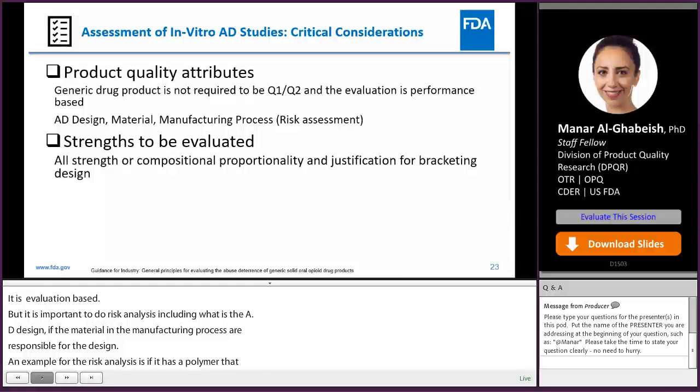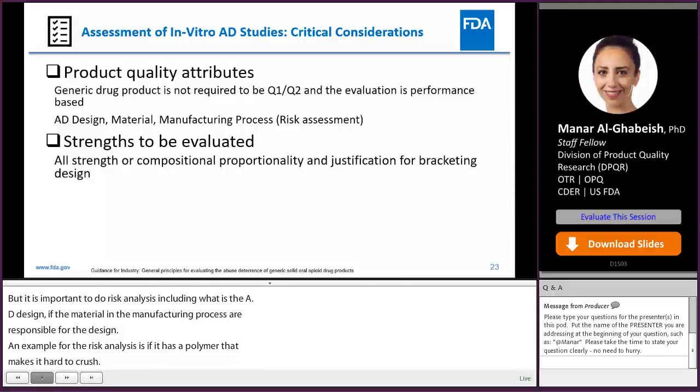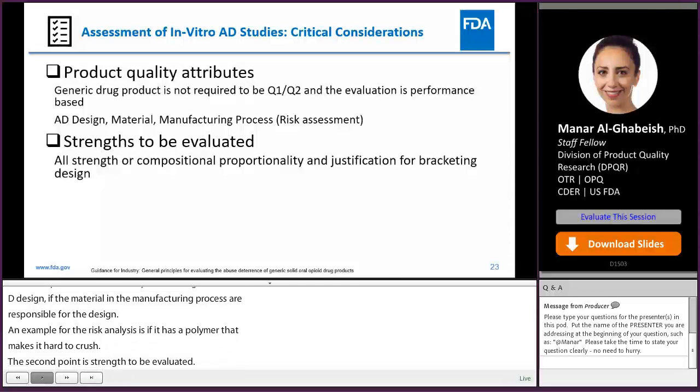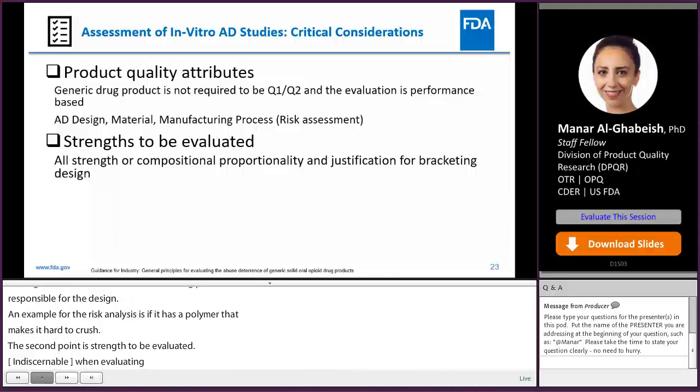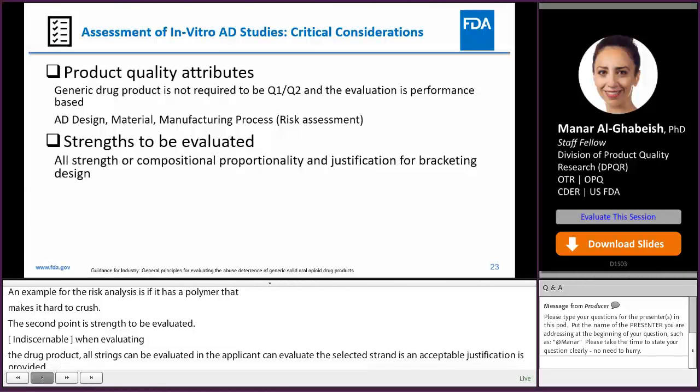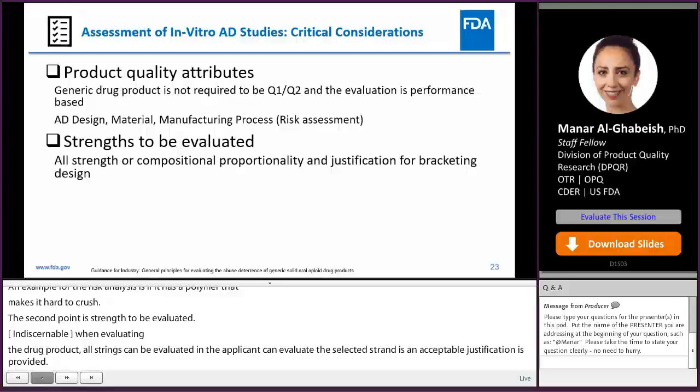The second point is strength to be evaluated. The drug product may have several strengths. When evaluating the drug product for AD properties, all strengths can be evaluated, or the applicant can evaluate selected strengths if an acceptable justification is provided. For the same example, the applicant can provide the ratio of opioid to polymer responsible for the AD properties for all the strengths, and then pick the strengths that cover the range of ratio, the maximum, minimum, and middle, for the evaluation.